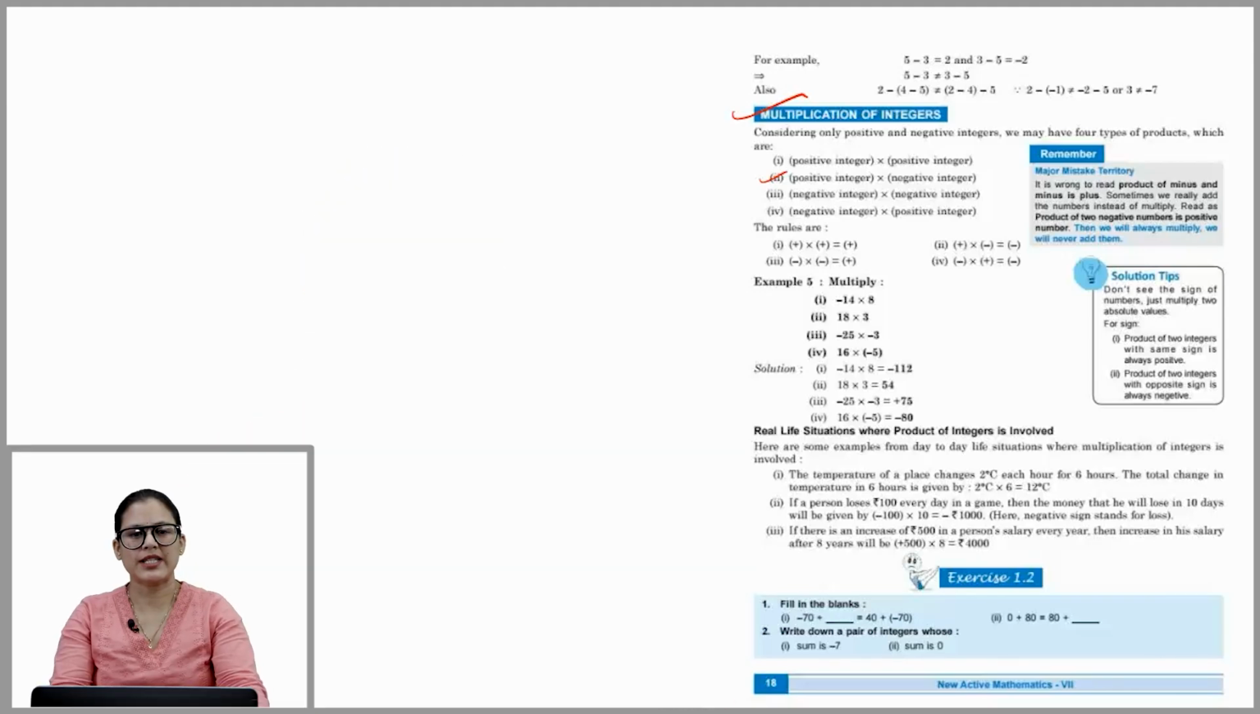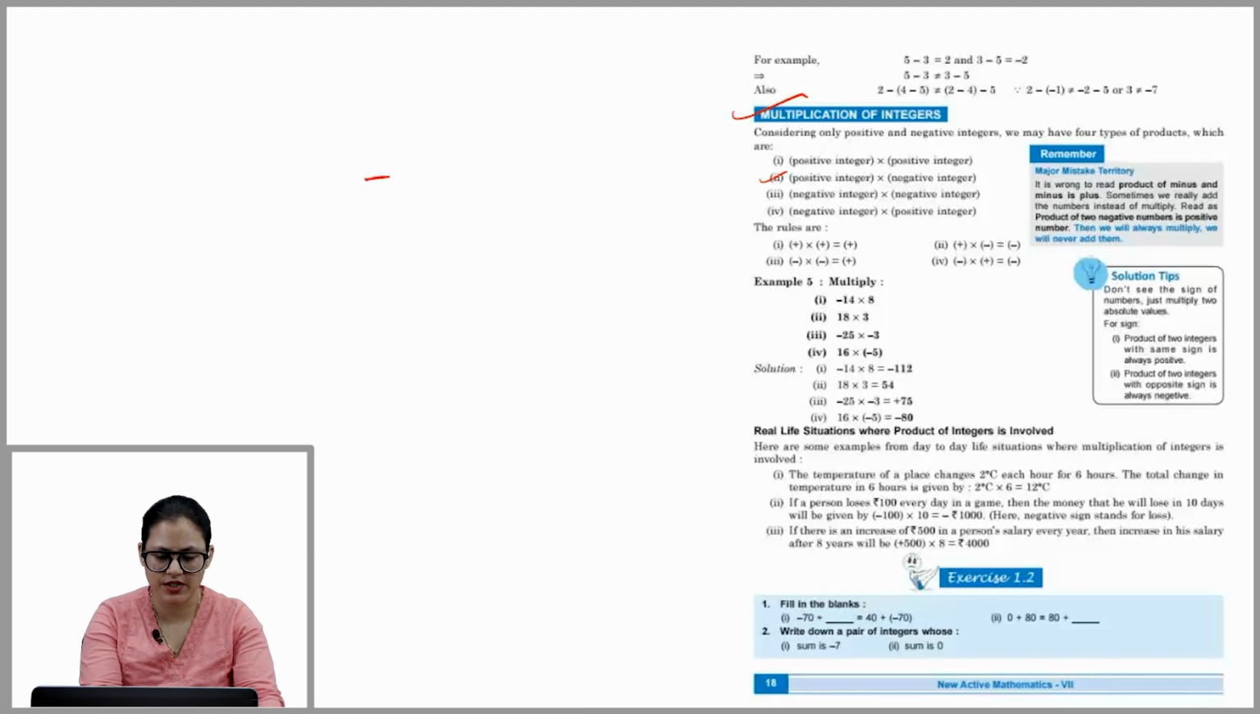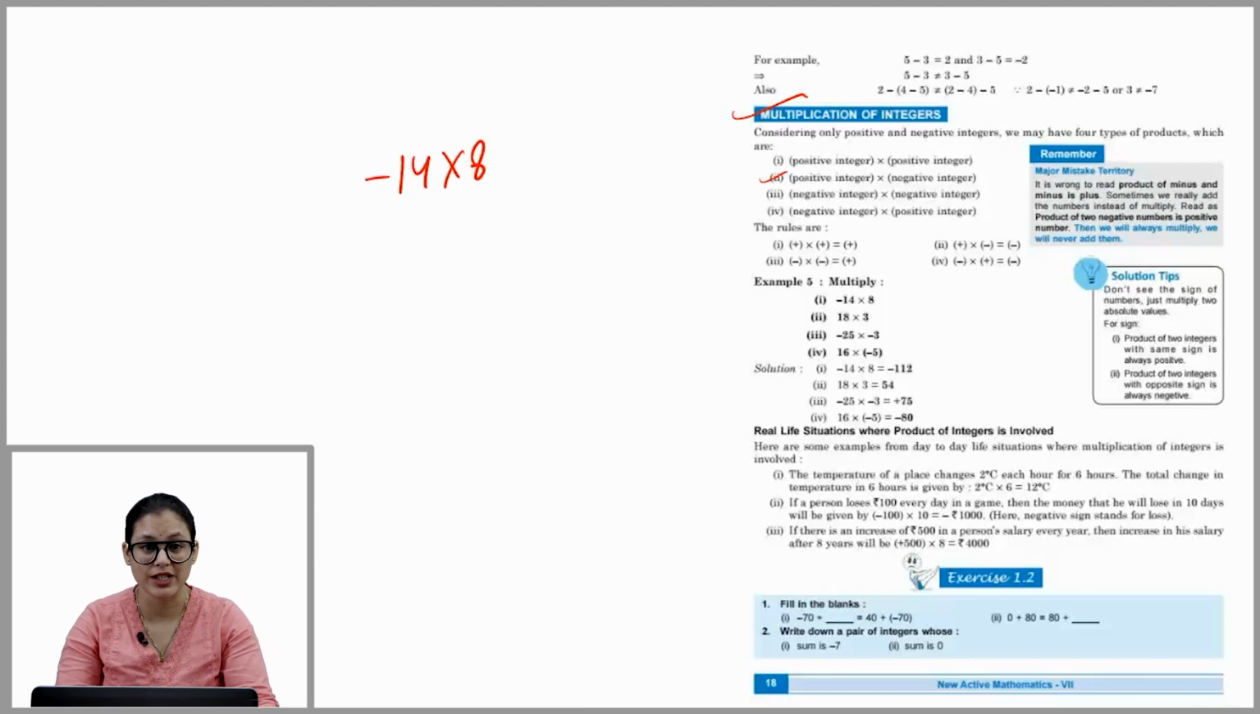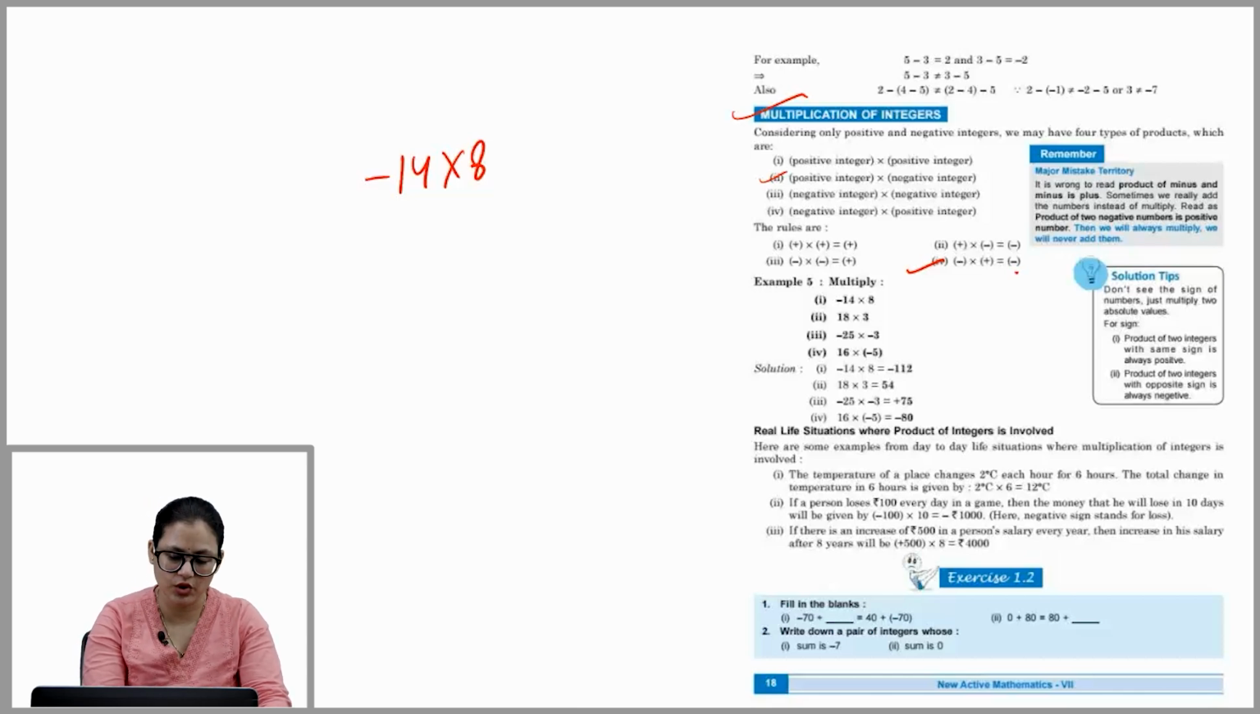Okay, let's do example 5. Multiply minus 14 and 8. Okay, minus 14 into 8. So, which rule is this? This one. Negative integer into positive integer is equals to negative. So, whatever answer you get, you will always put a negative here.